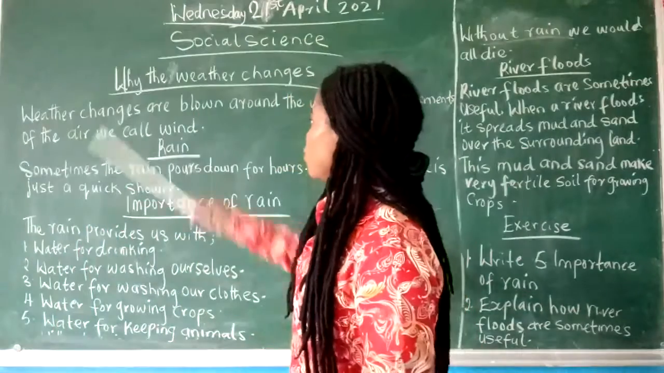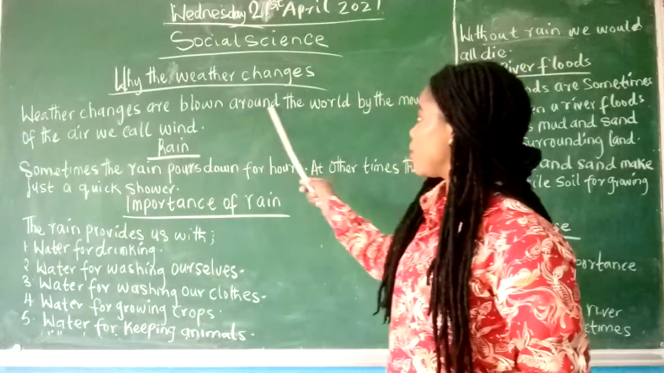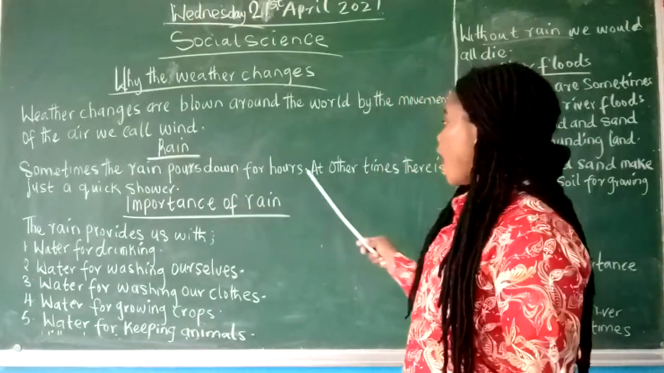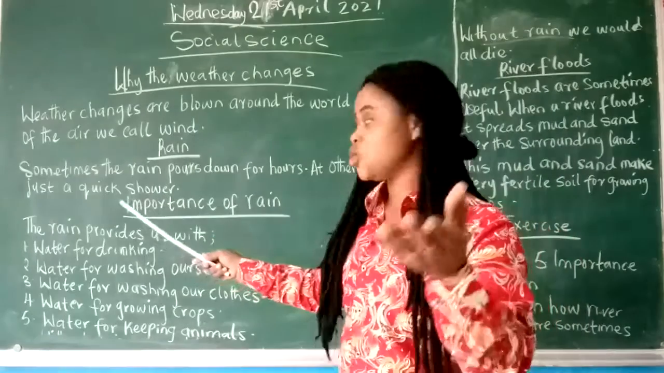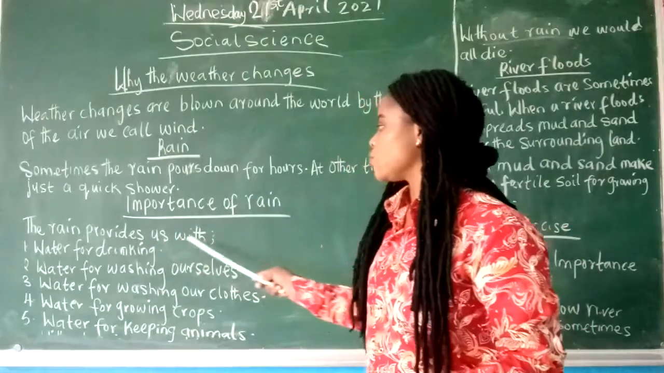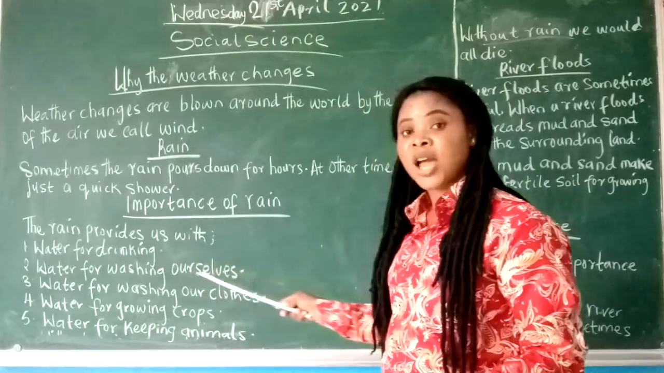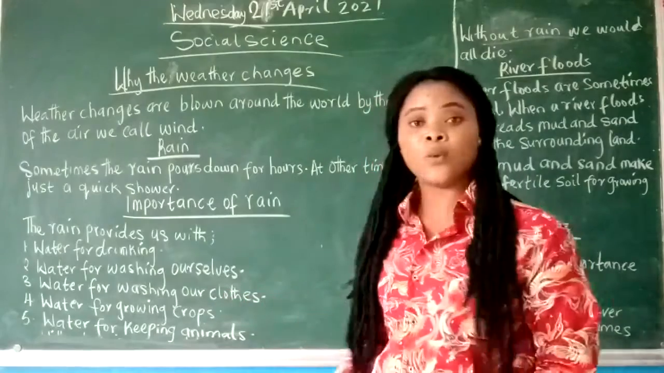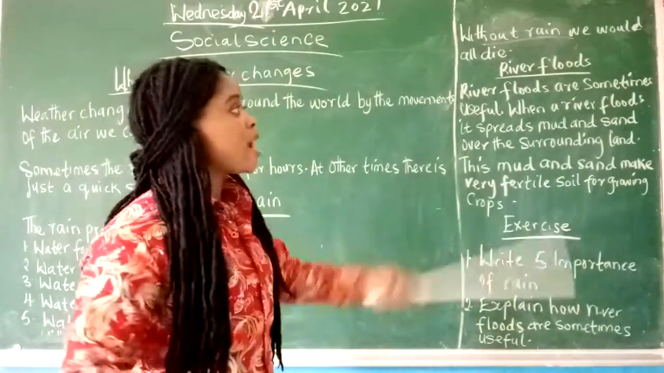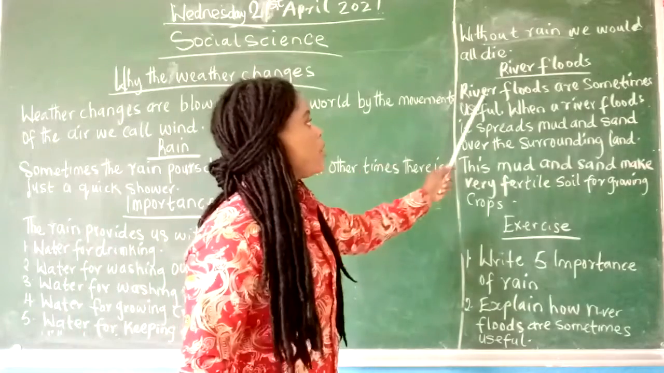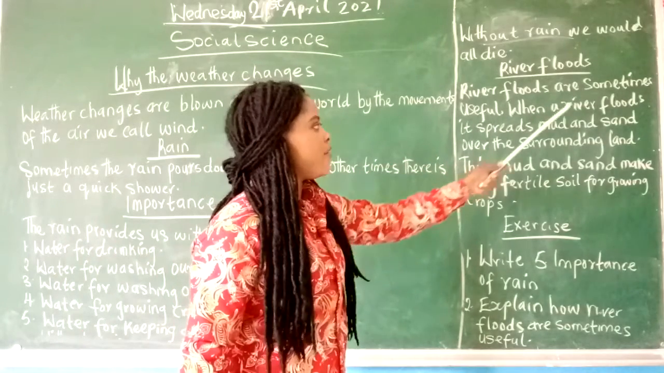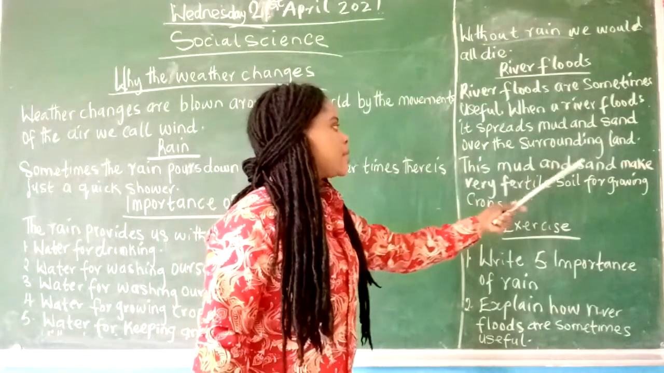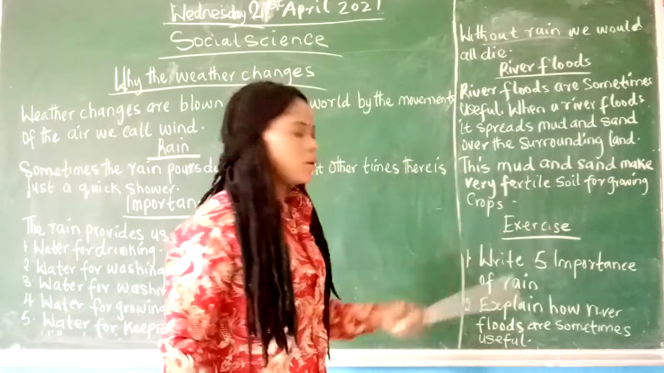So let's read why the weather changes. Weather changes are blown around the world by the movement of the air we call wind. Rain. Sometimes the rain pours down for hours. At other times, there is a quick shower. Importance of rain. The rain provides us with water for drinking, water for washing ourselves, water for washing our clothes, water for growing crops, water for keeping animals. Now without rain we will all die. River flood. River floods are sometimes useful. When a river floods, it sprays mud and sand over the surrounding land. This mud and sand make very fertile soil for growing crops.